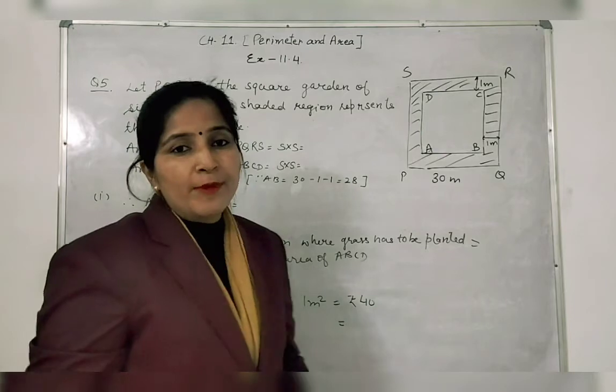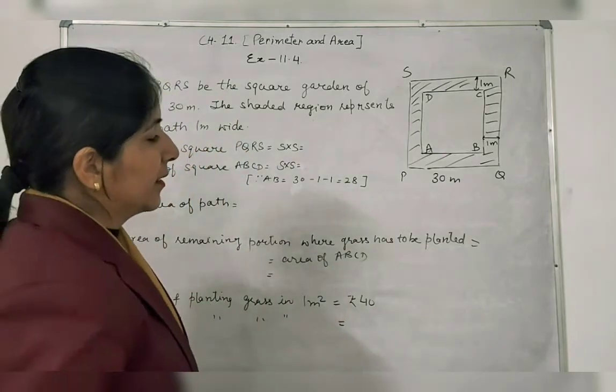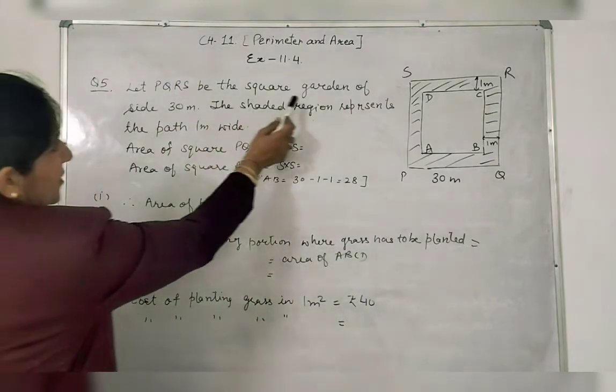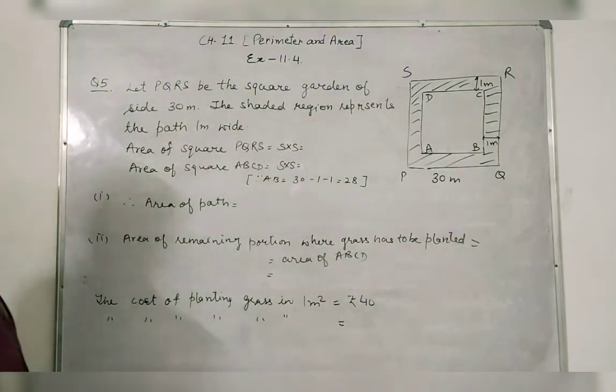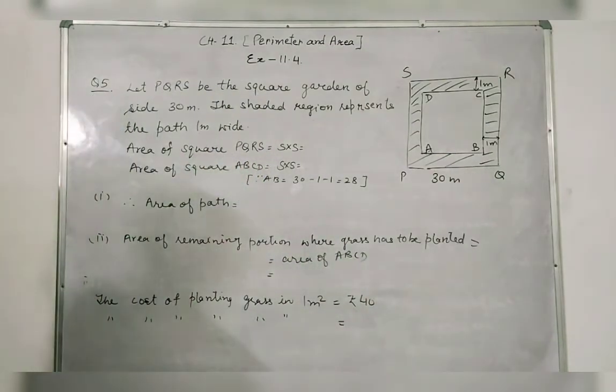So we have named it to solve it easily. The outer square means the complete square garden. We have given the name PQRS. Let PQRS be a square garden of side 30 meters, and the shaded region represents the path 1 meter wide. This is the path. Now, we need to find the area of square PQRS.